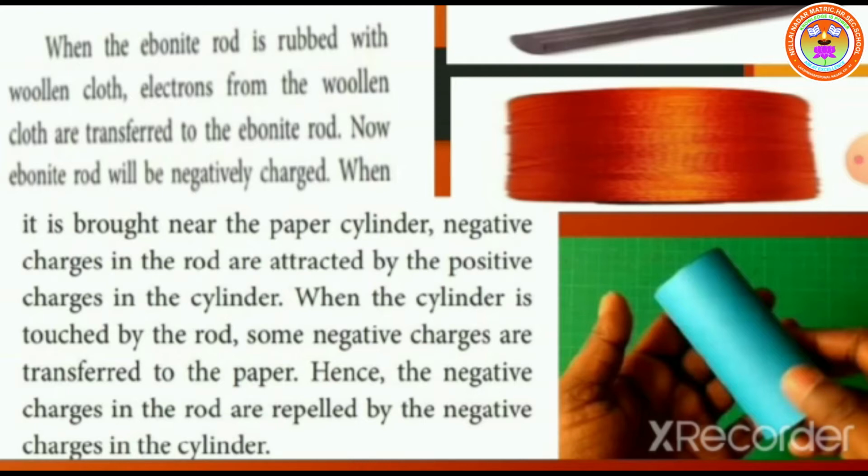When the cylinder is touched by the rod, some negative charges are transferred to the paper. We know that, children, like charges repel, unlike charges attract. So, the negative charges in the rod are repelled by the negative charges in the cylinder. Paper has positive charge, the ebonite rod has negative charge. The negative charges are attracted by the positive charge. Hence, the negative charges in the rod are repelled by the negative charges in the cylinder.